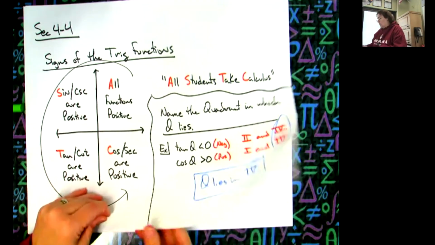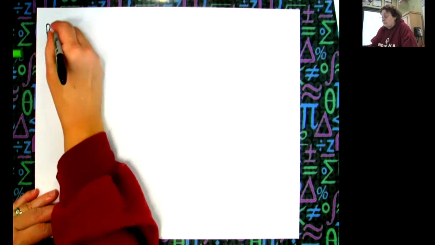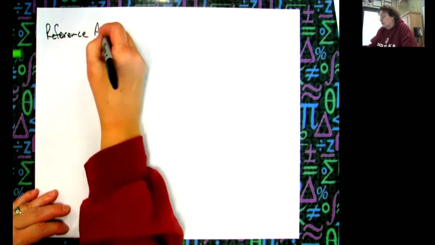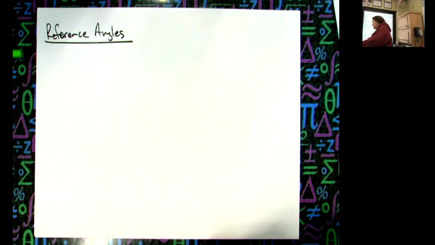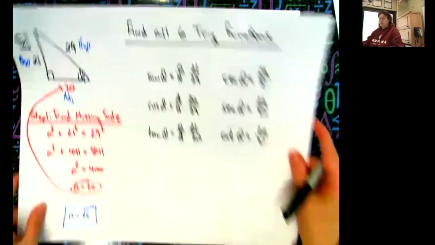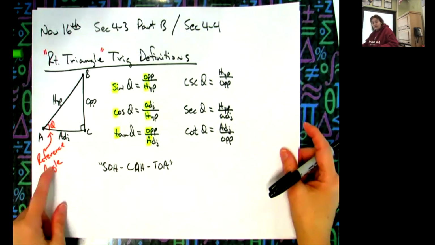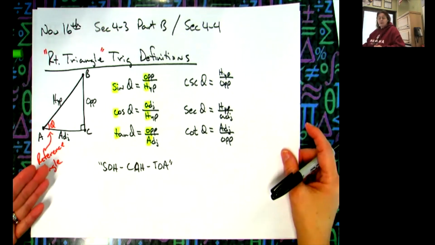I'm going to add one more thing from tomorrow's lesson because it's relatively short as well. There are these things called reference angles. Now, we did have reference angles in our right triangle work that we just did. I believe that I referred to this as a reference angle in relationship to right triangles.